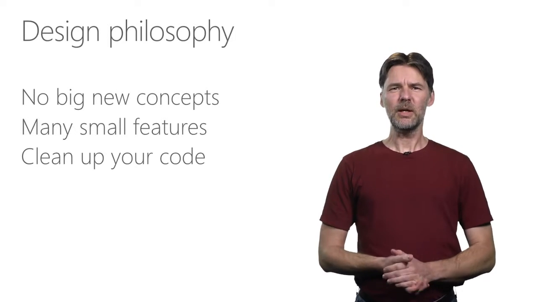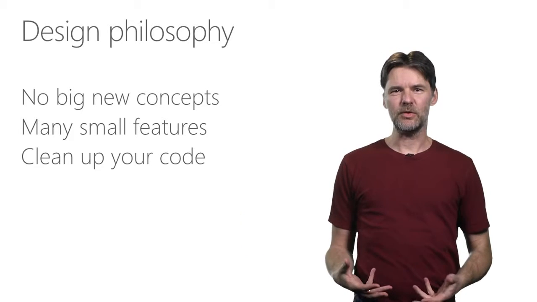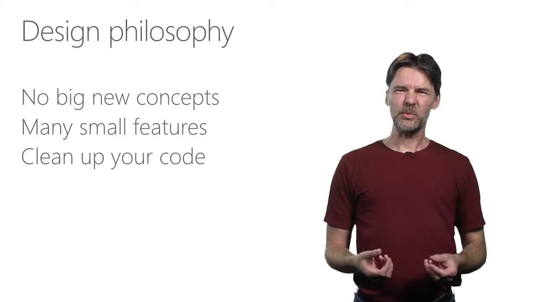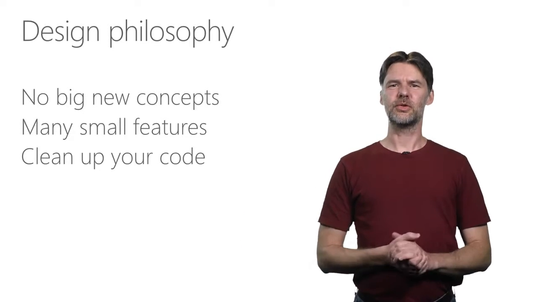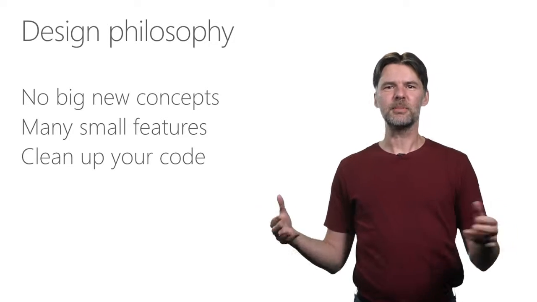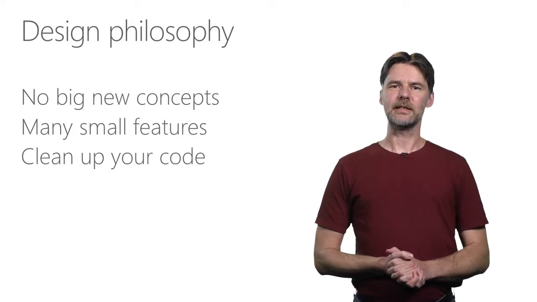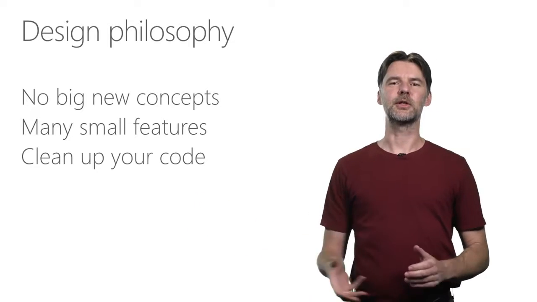In C#6, we decided not to add big new concepts that you have to wrap your head around. Instead, we wanted to give you a lot of small but useful features that help clean up your code, get rid of boilerplate, and let your intent stand out more clearly. Let's go through these features and have a look.